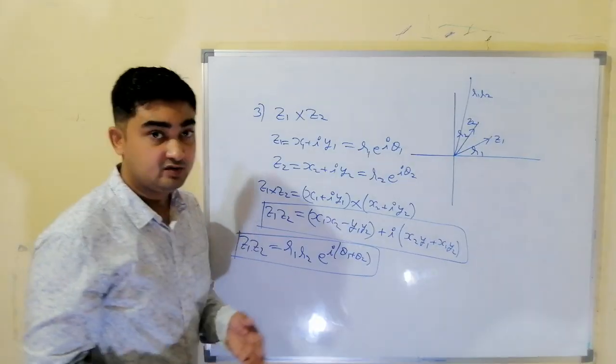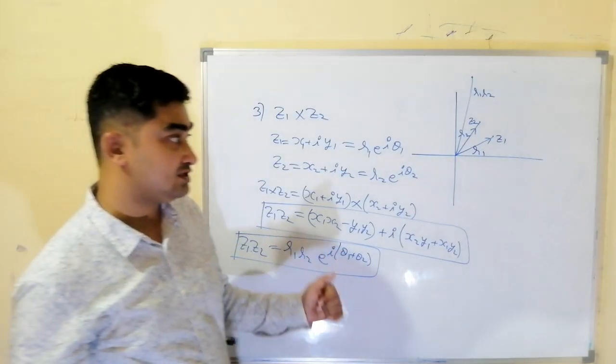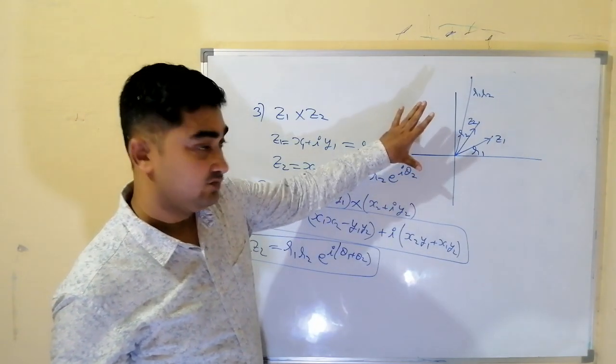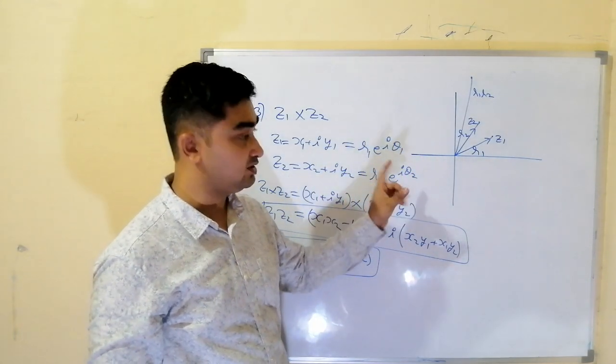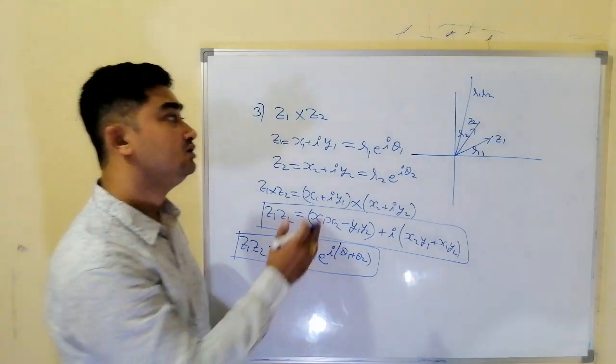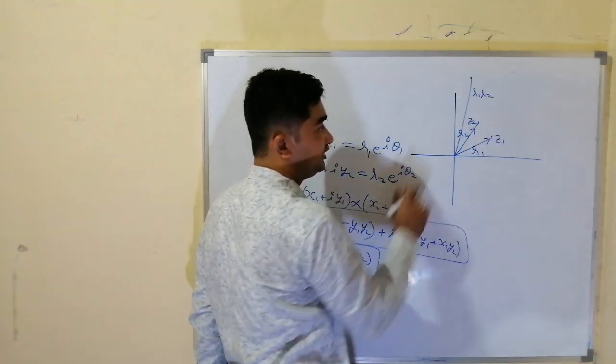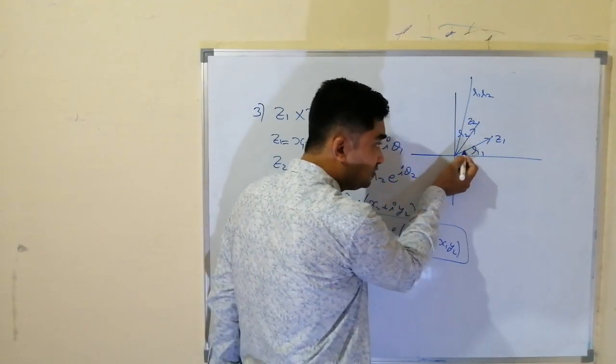It will depend on whether R1 is less than 1 or more than 1, and whether R2 is less than 1 or more than 1. R1 R2 can be less than both, or it can be greater than both, depending on the values of R1 and R2. So let us say this is the length R1 into R2.